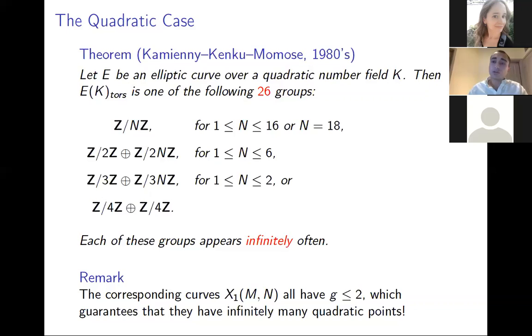But one remark, which ties into the algebraic points we were talking about before, is that the corresponding modular curves in this situation all have genus less than or equal to 2. In particular, they're all hyperelliptic, except for the ones that are genus 0, but that's fine too. As we saw before, this guarantees that there are actually infinitely many quadratic points. So the geometry of these modular curves is telling us something about the torsion subgroups appearing, and in particular, how often they're appearing.